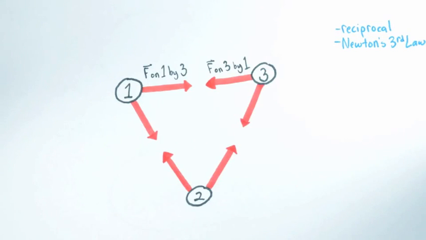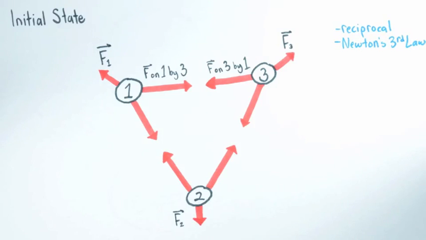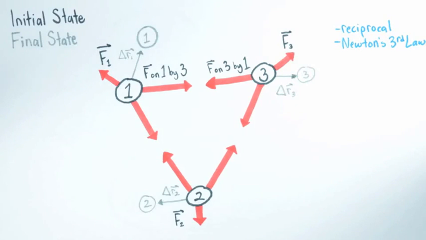In addition, let's assume each particle has an interaction with one or more agents that we don't see identified here. In this case, for example, a force F1 exerted by some agent on particle 1, a force F2 exerted by some agent on particle 2, and a force F3 exerted by some agent on particle 3. Moreover, let's say this is the initial state and this is the final state.